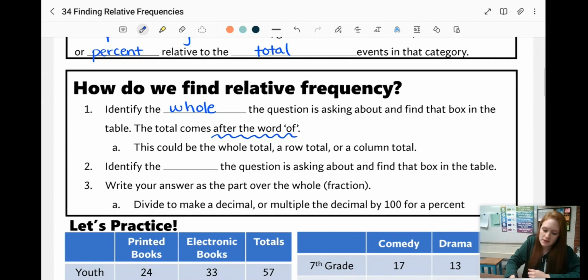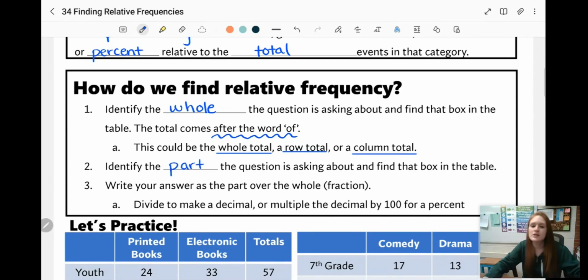They could be asking you for the whole total, like looking at the whole entire table. They could ask you for the total from a row going across, or they could ask you for a total in the column going up and down. Once we know the whole, we're going to then identify the part the question is asking about. Okay, and again, we'll find that box on the table.